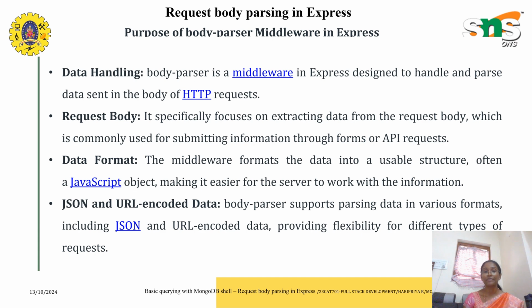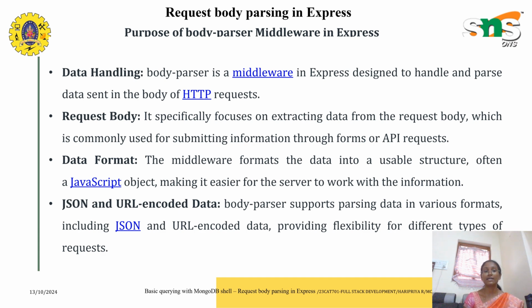The next one is the request body. We already learned about this in DCN. The request body means we send some request through the network, it gives us a response, and after that my data will be sent. It is commonly used for submitting information through forms or API requests. The next one is data format, which is a structured object in JavaScript.